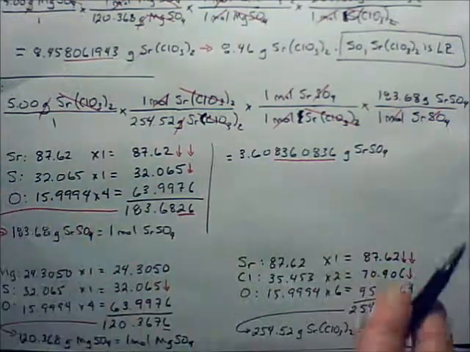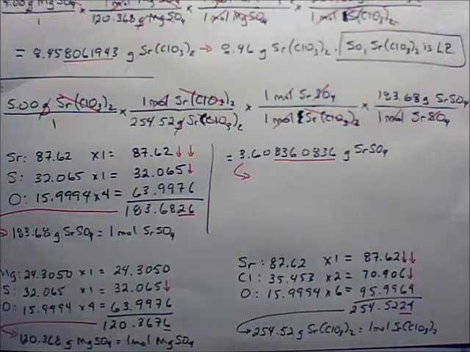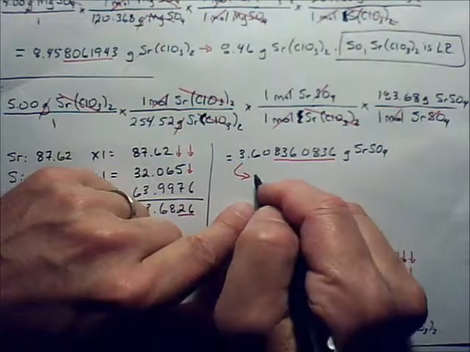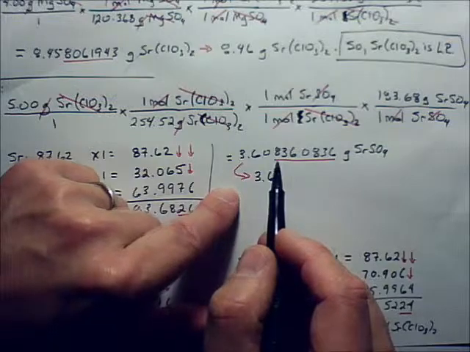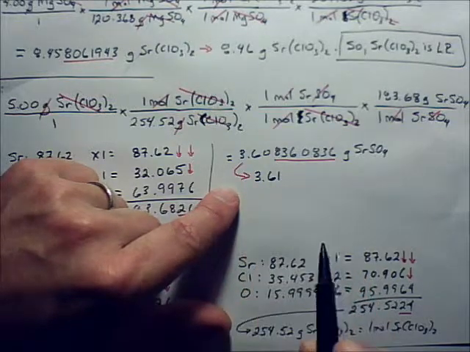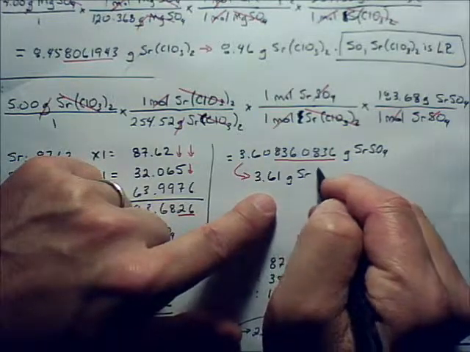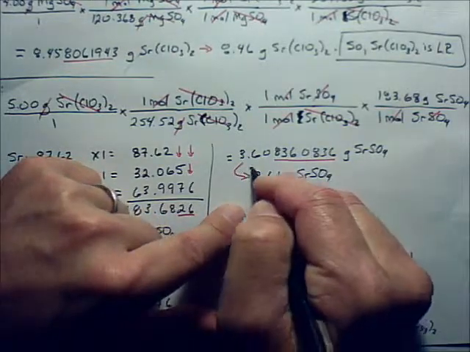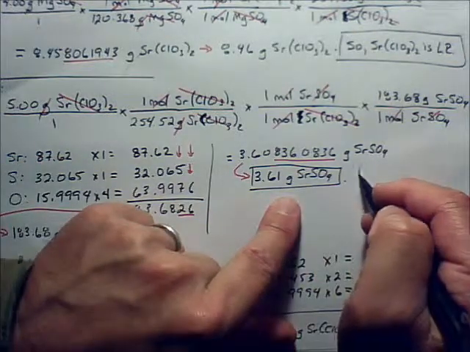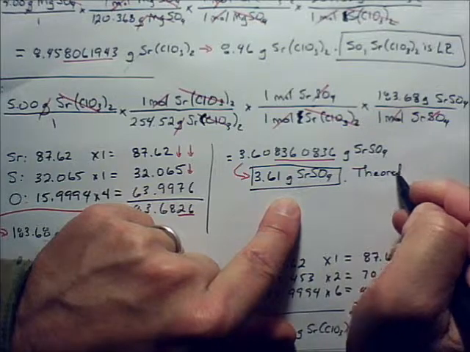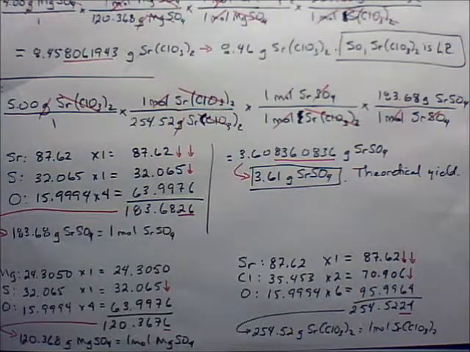And then we need an arrow to show that what we have as the next step is a rounded answer. It's not equal. 3.61 is not equal to that number. It may be ever so slightly different in your mind, but that's not equal, so you can't say it's equal. And that's grams of strontium sulfate. And that's the answer we want at this stage anyway. So this now is the theoretical yield. That's our theoretical yield.